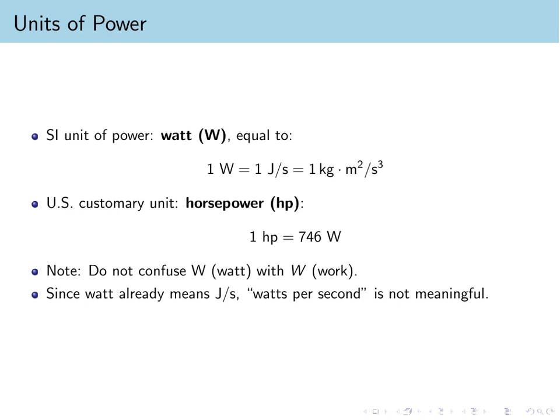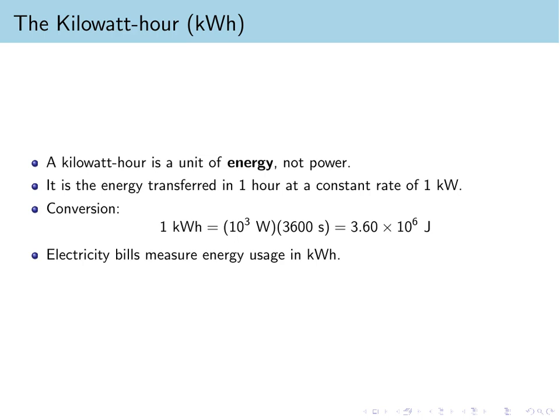I must caution you about a common notation confusion. Do not confuse the symbol W for watt with the italicized symbol W used for work. Also remember that since a watt is already a rate of joules per second, the phrase watts per second is physically meaningless. We must clarify a unit that often causes confusion: the kilowatt hour.